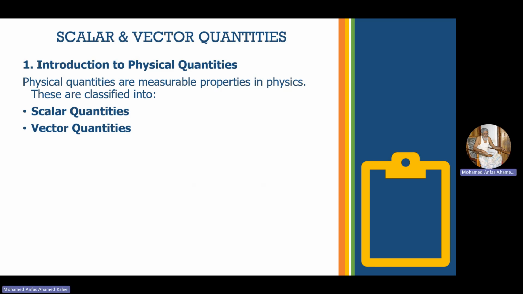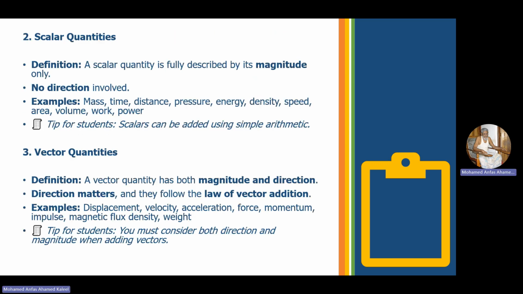The physical quantities are measurable properties in physics. They are classified into scalar quantities and vector quantities. So what are scalar quantities?